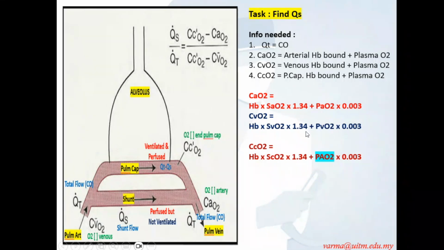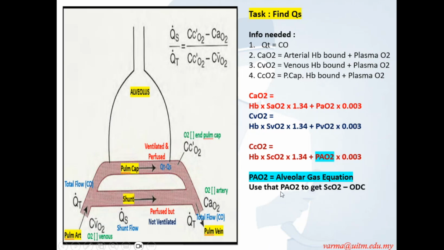Okay. But how are we going to calculate the CCO2, capillary? How are we going to get this partial pressure of capillary oxygen? Because the pulmonary capillaries are in direct contact with the alveoli and will equilibrate with the oxygen in the alveoli. We will take the partial pressure of alveolar oxygen as the partial pressure of oxygen at the end capillary to use in this equation. So how do we get this PAO2? We will use the alveolar gas equation. We talked about it.